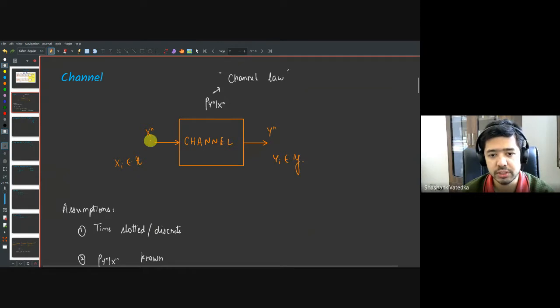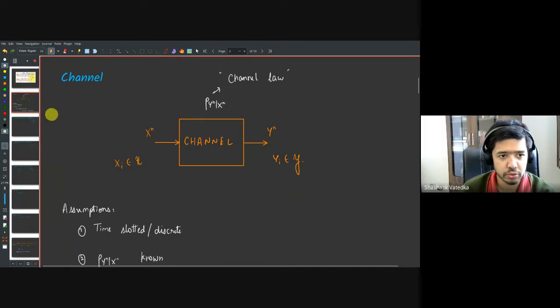So n symbols as input, n symbols as output. Each symbol at the input comes from some alphabet. Let's call it calligraphic X, and the receiver gets a sequence of n symbols which comes from some other alphabet. Let's call it calligraphic Y. So we'll see some examples of channels, but this could be any particular input alphabet.